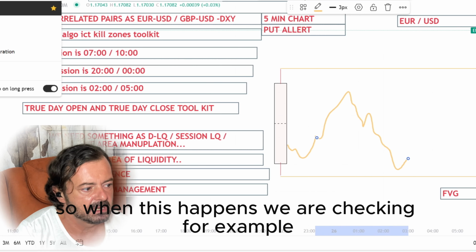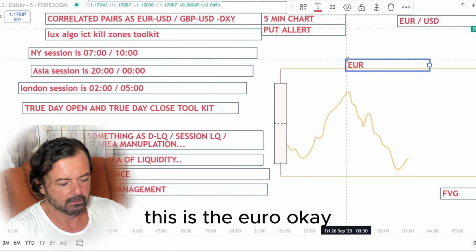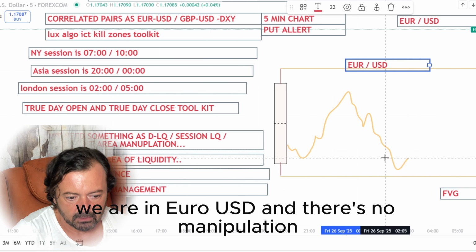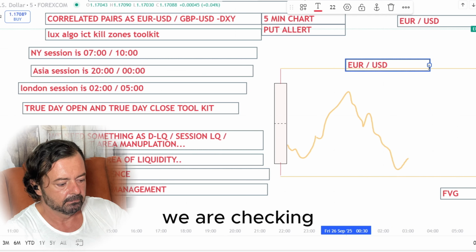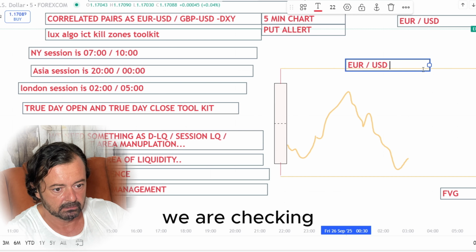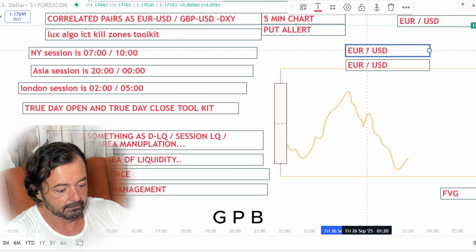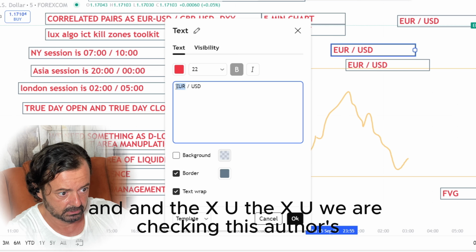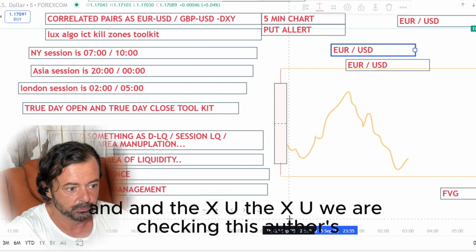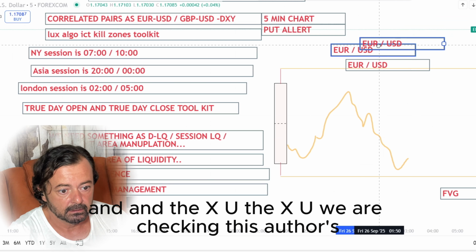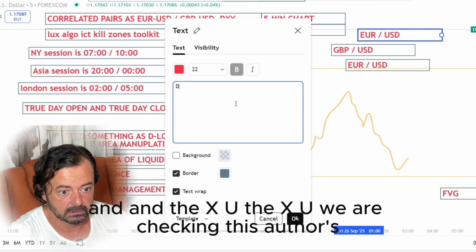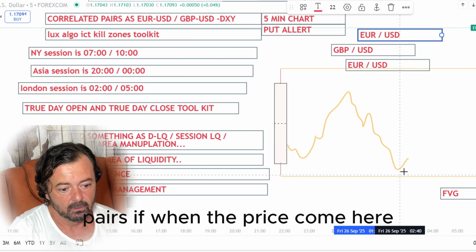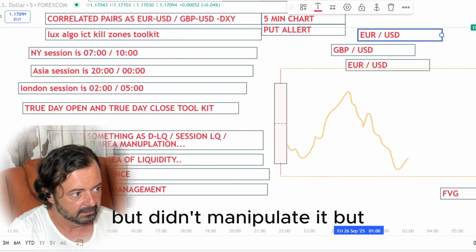we are checking, for example, this is the euro. Okay, we are in EURUSD and there's no manipulation. We are checking GBP and DXY. We are checking these other pairs.